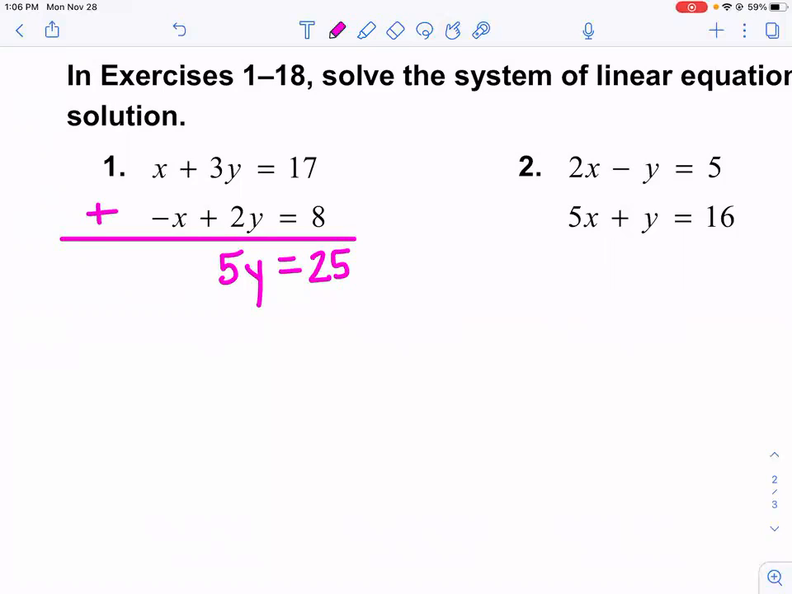Okay. Now we're kind of getting to the point where you don't even have to show me that you divided both sides by 5. We can do that in our head. What's, if 5y equals 25, what's y? Yep, I said it in my question instead of asking my question.